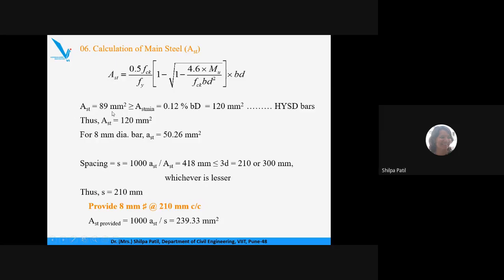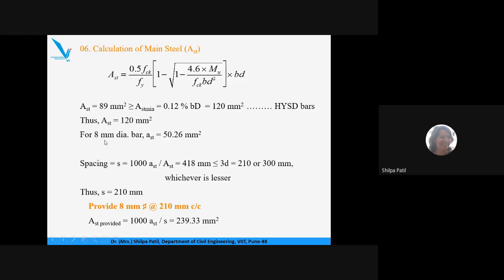AST coming is 89 mm square and AST minimum is 120. The area of the steel which is to be provided in the slab should always be greater than the minimum value. Here our value is coming as 89 and the minimum value is 120. So we have to provide AST as 120 mm square, that is the minimum whatever is required. Okay. So AST we are providing as equal to 120 mm square.